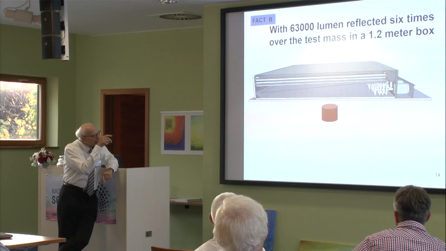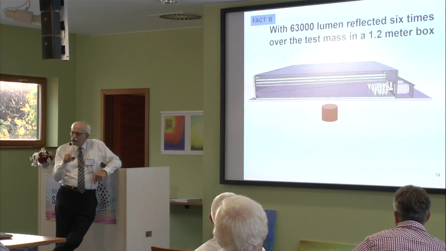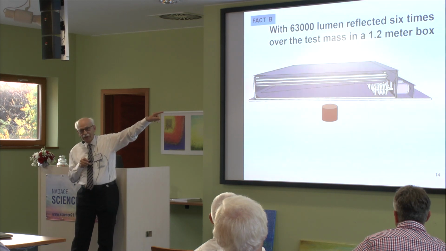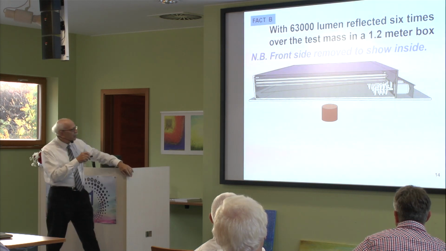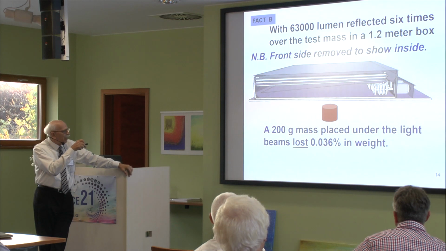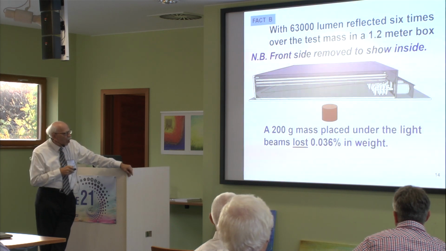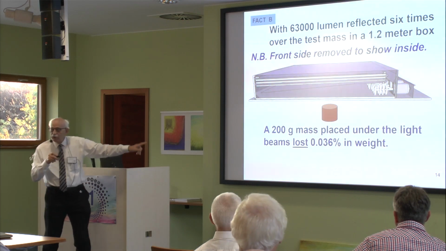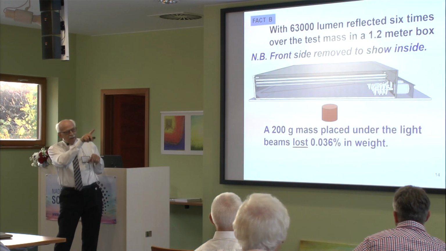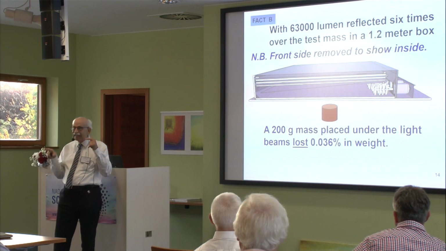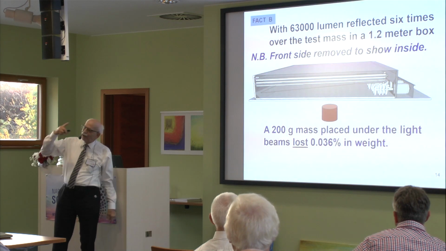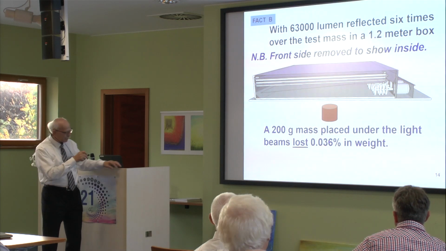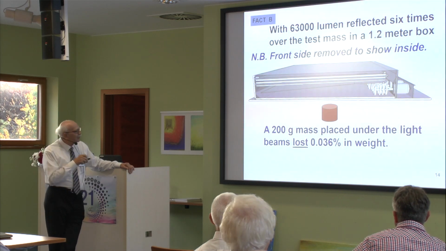So if I put the mass under and I put the light on, what should happen? If the mass is under, the light is over. Okay, let's see. The 200 gram mass lost 0.036% of its weight. And on the balance there, it was an old analytical balance from the college, and the wheel starts turning backward. So that was fun. Well, it was fun for me.